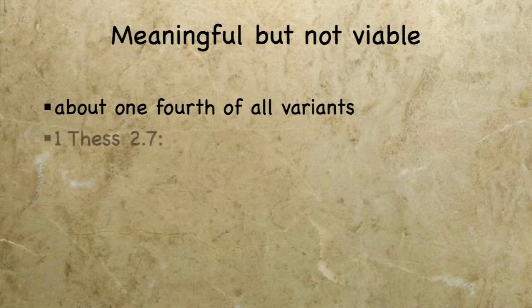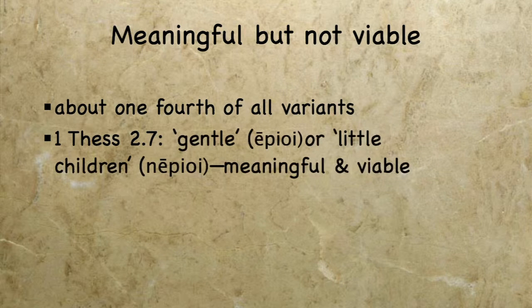It may be found in one late medieval manuscript, or one group of versions that don't have a very good pedigree, or a few church fathers that talk about a variant, but they don't really go back to the original. One of the interesting ones is in 1 Thessalonians 2:7, and this really borders on neither meaningful nor viable, but in 1 Thessalonians 2:7, Paul says to the Thessalonians that we were little children among you, or he says we were gentle among you. Now those 2 variants are both meaningful and viable.